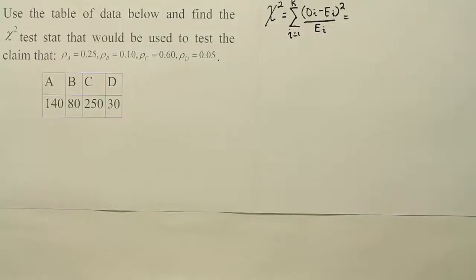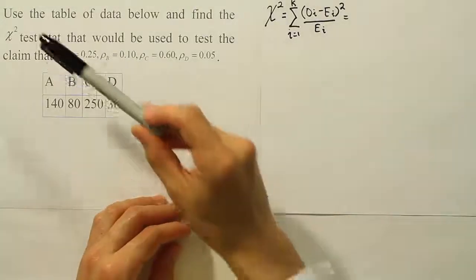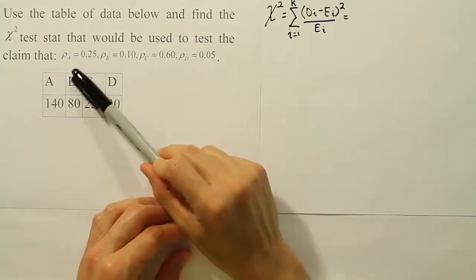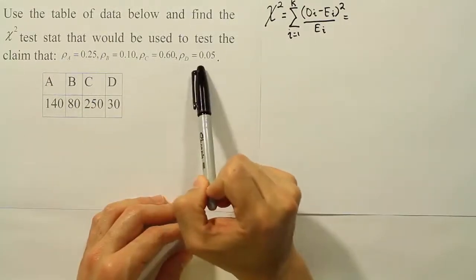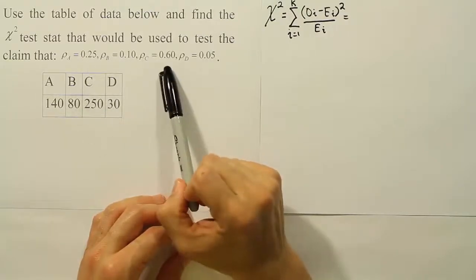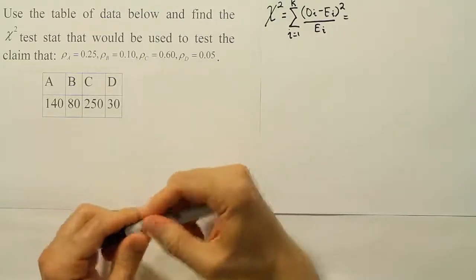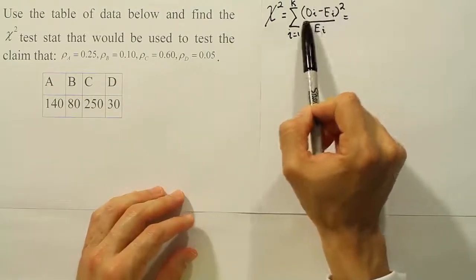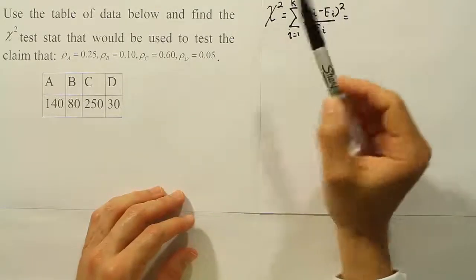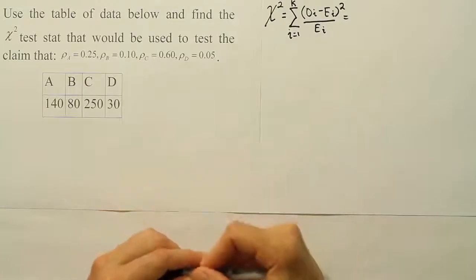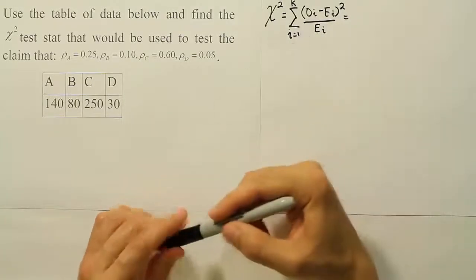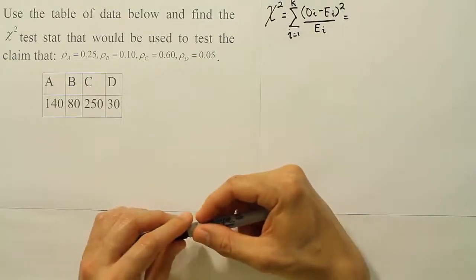All right, so we're taking a look at this problem here that asks us to calculate the chi-squared test stat that would be used to test the claim that the following hypothesis is true. To do this problem, I'm going to use a calculator that can do calculations like this all at once, so I don't have to work it out in a table format, which is so time-consuming. As I've mentioned in one of the other videos, you don't need a very expensive calculator to do what I'm going to do.